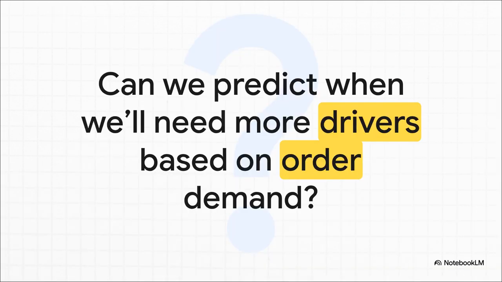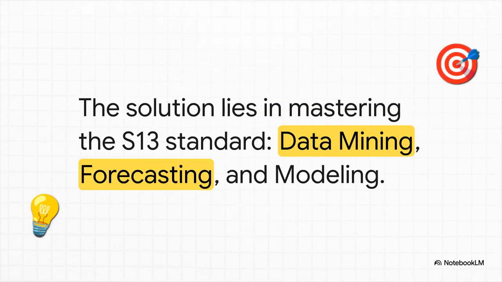And we're going to do this by walking through a real-world case study. So picture this. You're a data analyst at a food delivery app we'll call Hungry Now. The operations team comes to you with one single critical question, this one right here. Now, getting this right isn't just about numbers, it's about keeping customers happy and making sure the entire business runs like a well-oiled machine. And the path to that answer? It's all laid out in the S13 standard.